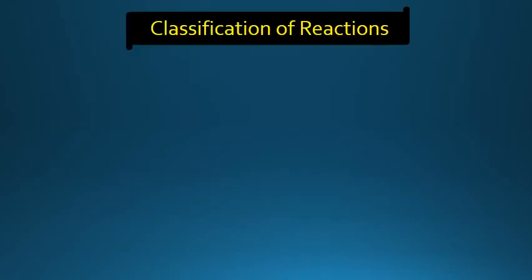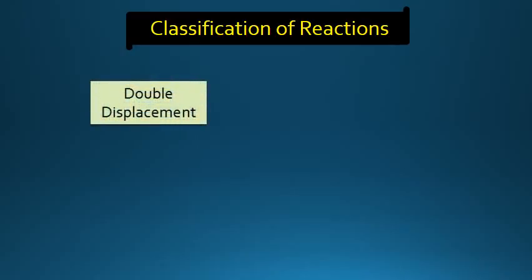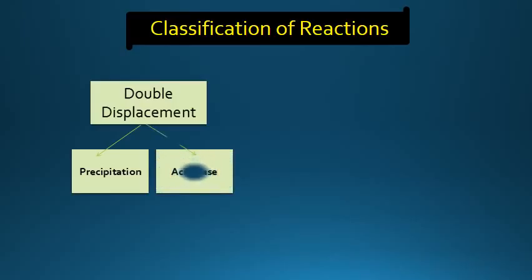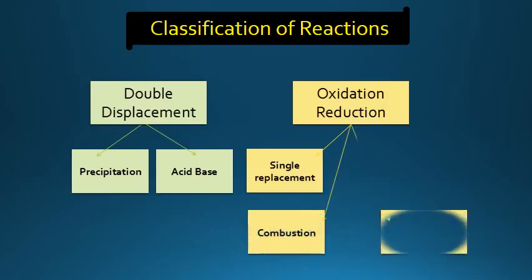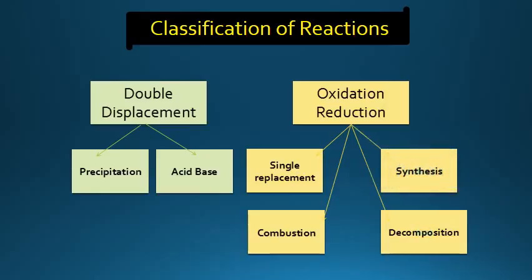In conclusion, then, you need to be able to classify chemical reactions. The first type is double displacement. There are 2 types of double displacement reactions. It will either be a precipitate reaction or an acid-base reaction. The second type of classification that you would have to recognize is redox, and this is where electrons are transferred. There are 4 types of redox reactions that you should be able to recognize: single replacement or displacement, combustion, decomposition, and the opposite of decomposition, synthesis.